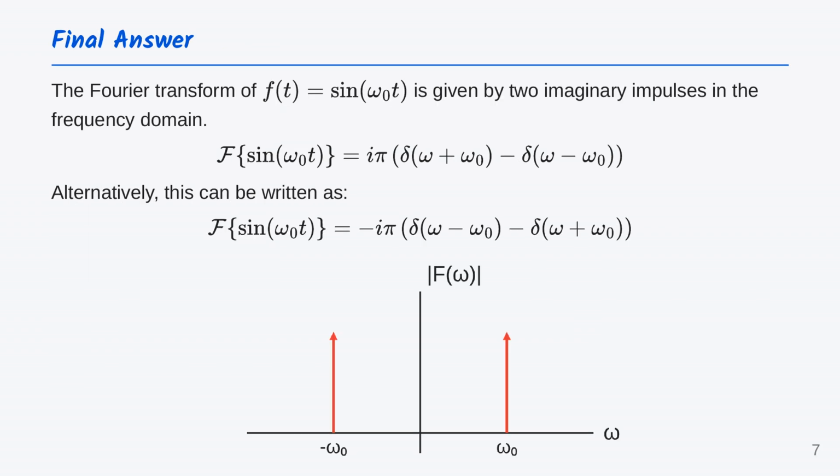And here's our final result. The Fourier transform of a sine wave is a pair of imaginary impulses in the frequency domain. The equation shows these are delta functions located at positive and negative omega naught. As the plot illustrates, this gives us two sharp symmetrical spikes. One impulse is at the positive frequency, omega naught, and the other is at the negative frequency. This beautifully shows how a pure sine wave is composed of just two distinct frequency components.